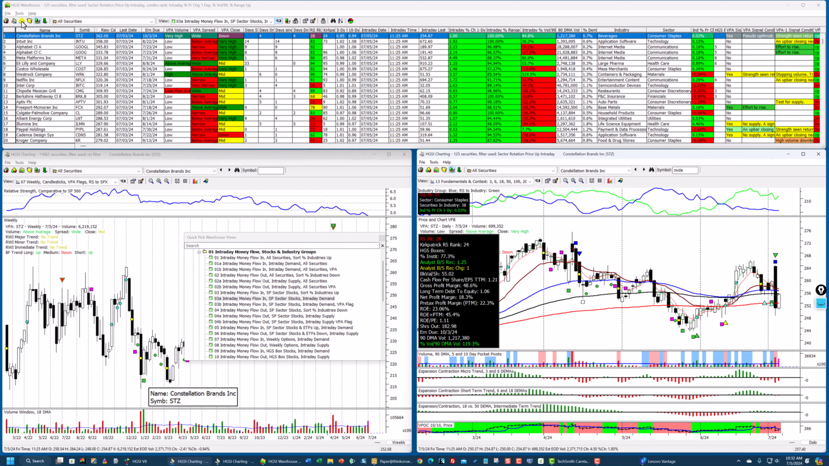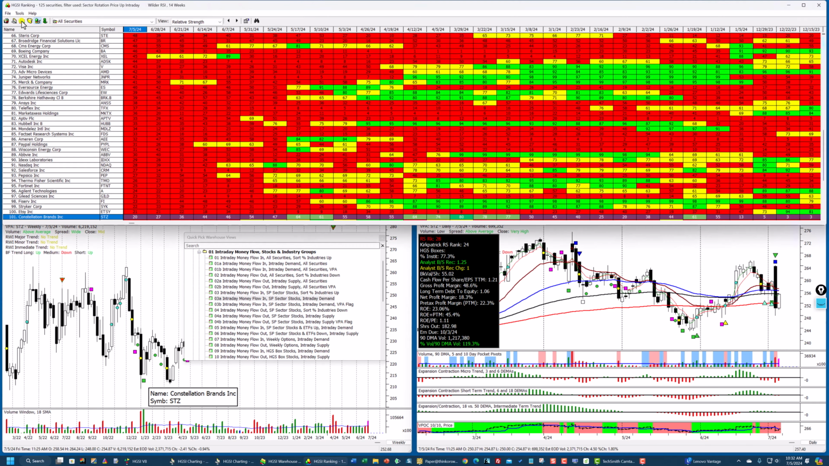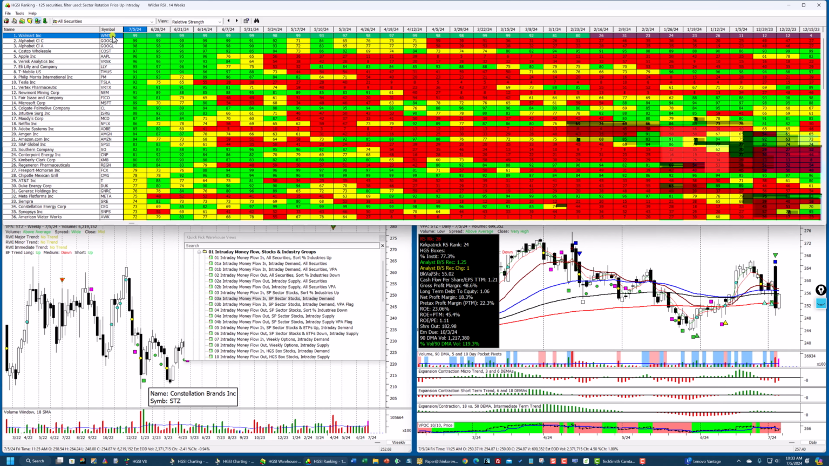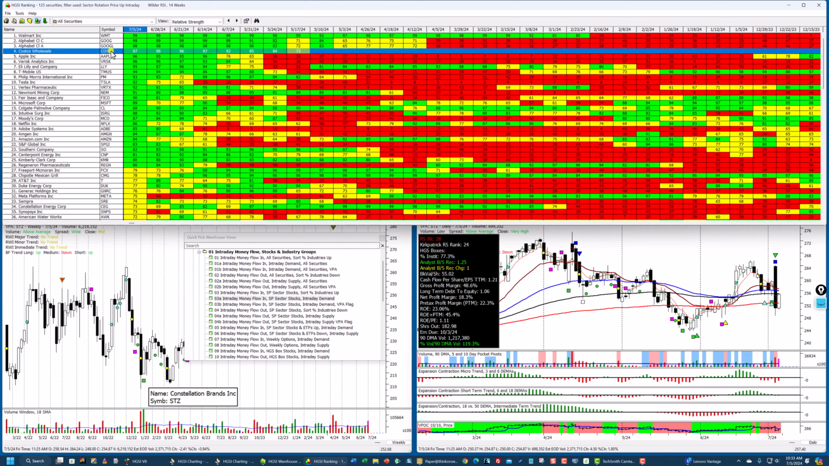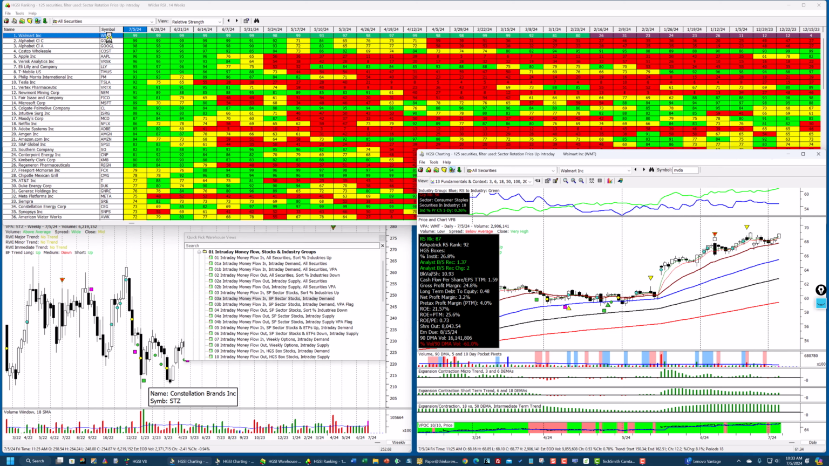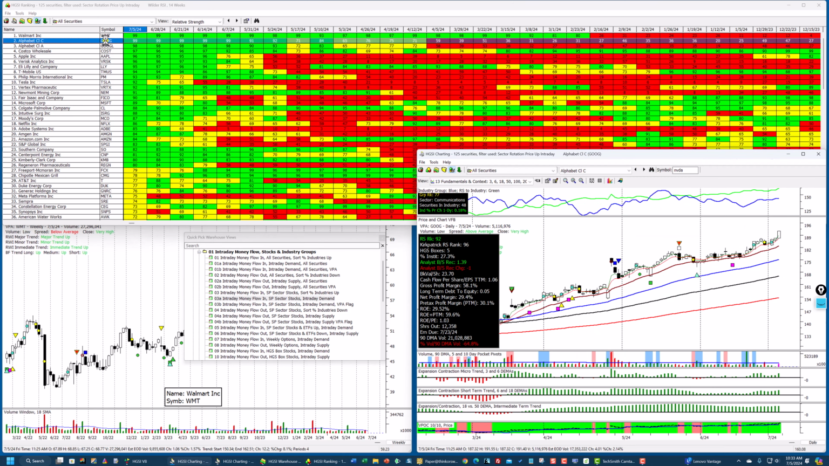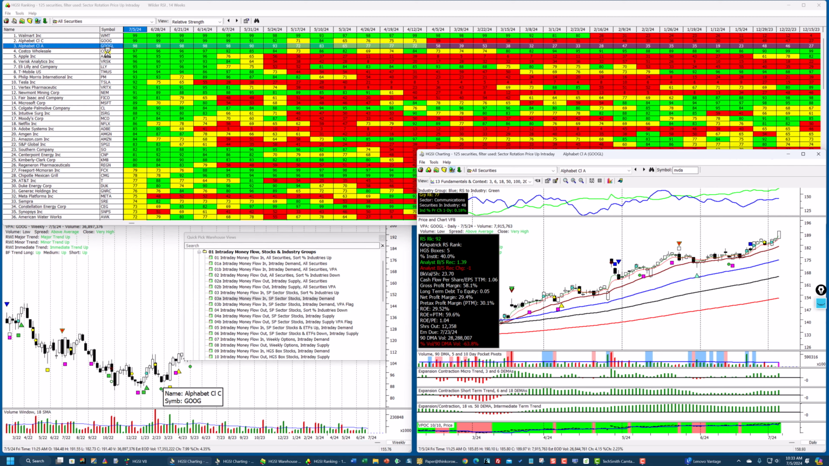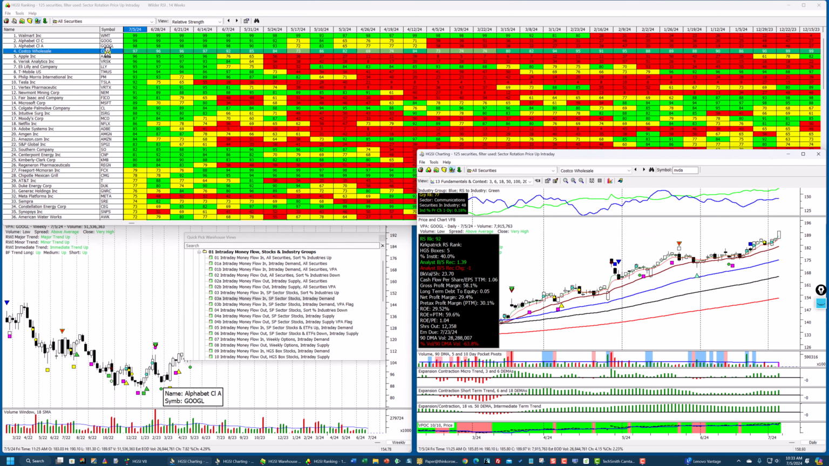Now, if I bring the ranking module up, out of these 125 stocks, you can see that Constellation Brands is not at the top, it's at number 101 based upon Wilder 14 weeks. What's on the top? I'll click that and I'll hit my home key. I'll go to the top and there's Walmart and Google and Costco and Apple. So these are the strongest stocks. Let's just quickly go through them. Walmart, Google, Costco.